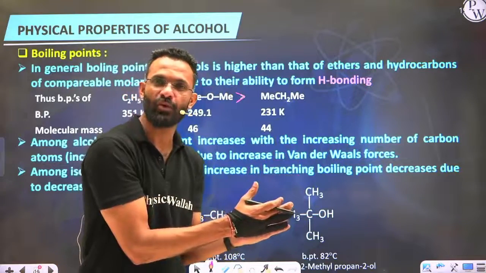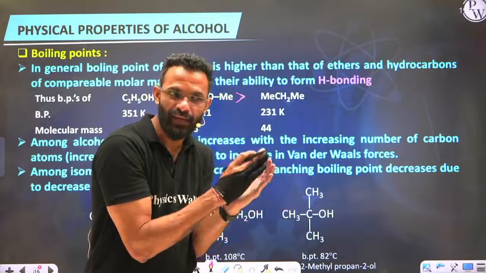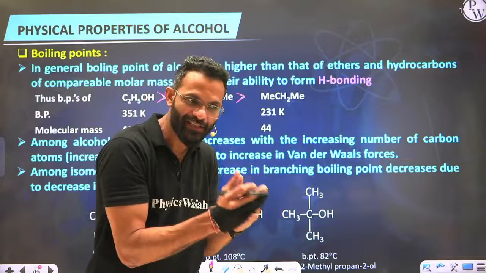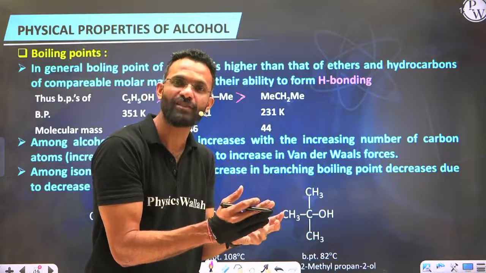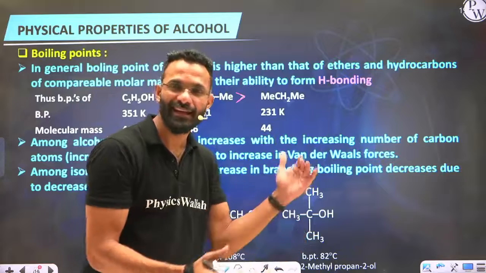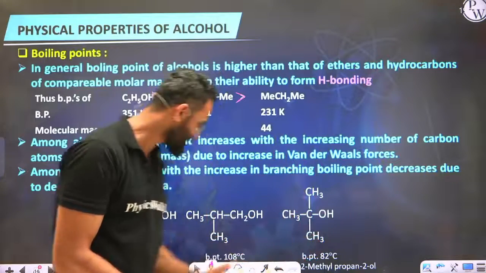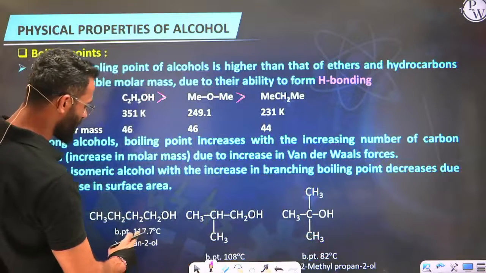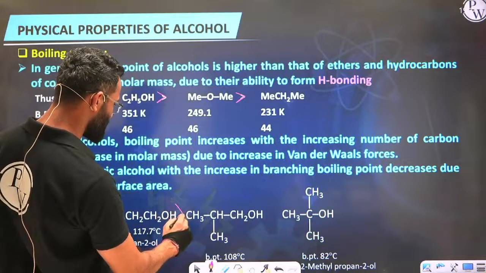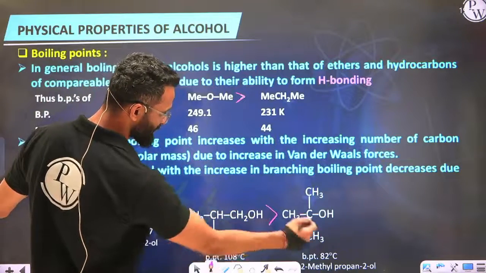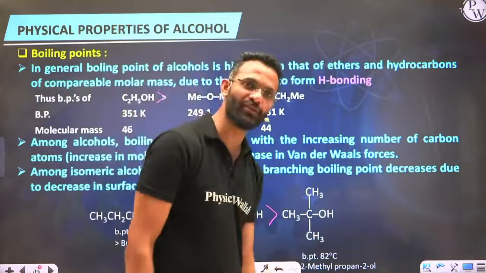If it becomes more compact, its surface area exposed to other molecules is going to be lesser. Lesser the surface area, lesser the van der Waals force of attraction. Lesser the van der Waals force of attraction, lesser will be its boiling point. Hence, n-butyl alcohol has a boiling point of 117.7 degrees Celsius, which is higher than isobutyl, which is 108 degrees Celsius. And the least is for tertiary butyl, which is 82 degrees Celsius.